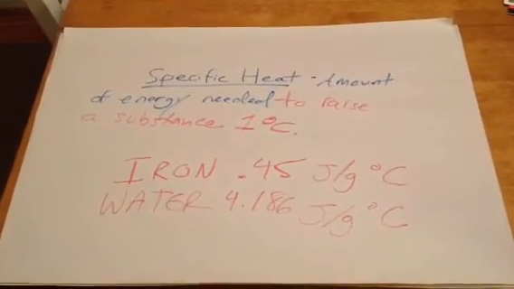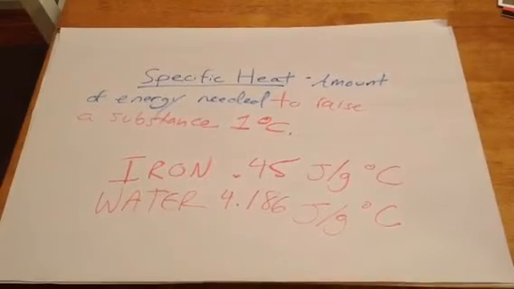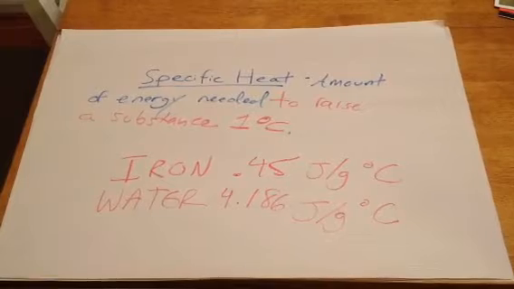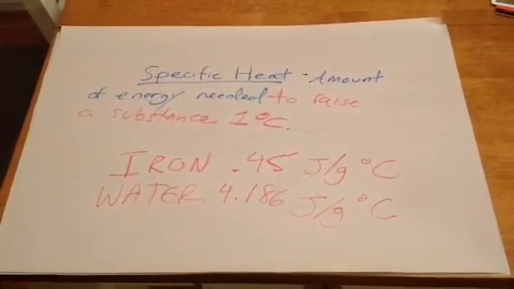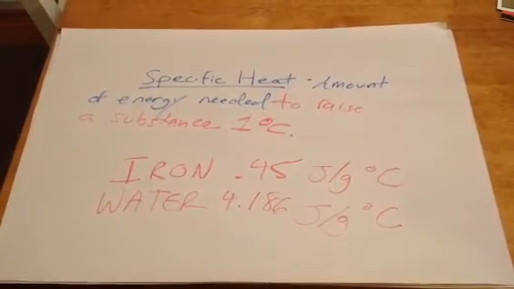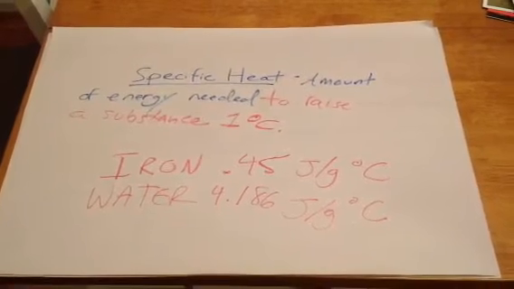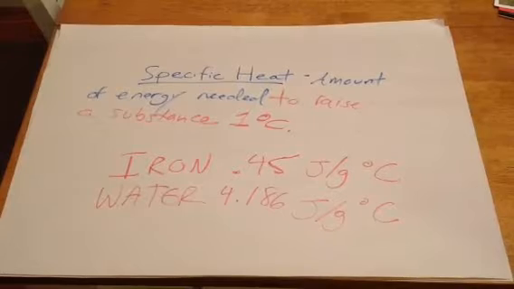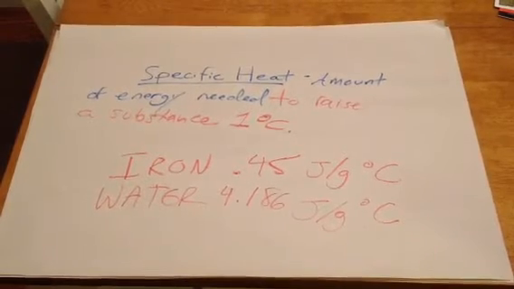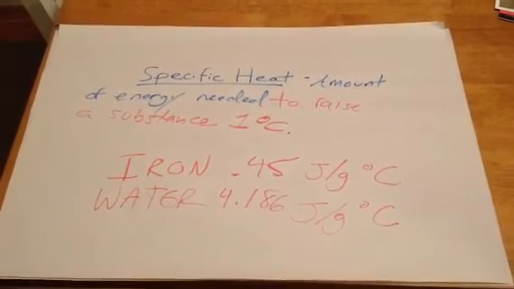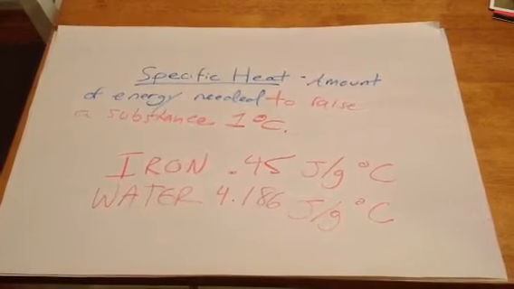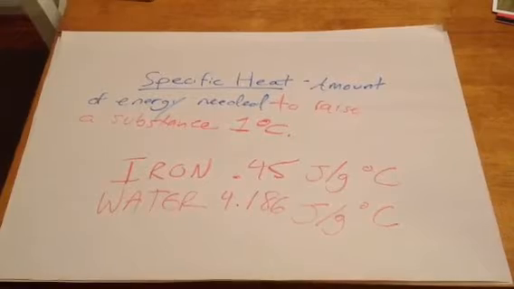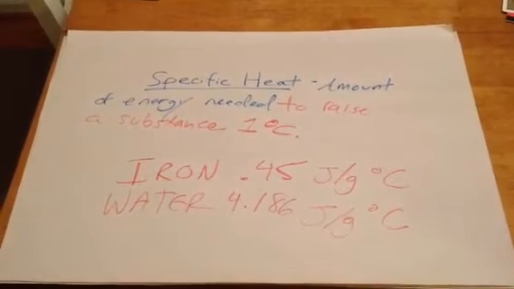Let's look at iron. Iron has a specific heat of 0.45 joules per gram degrees Celsius. Now what does that mean? That means if you have 1 gram of iron, you have to add 0.45 joules to raise that temperature 1 degree Celsius. So for every degree Celsius you want to add to it, you have to give it 0.45 joules of energy for every gram that it has.